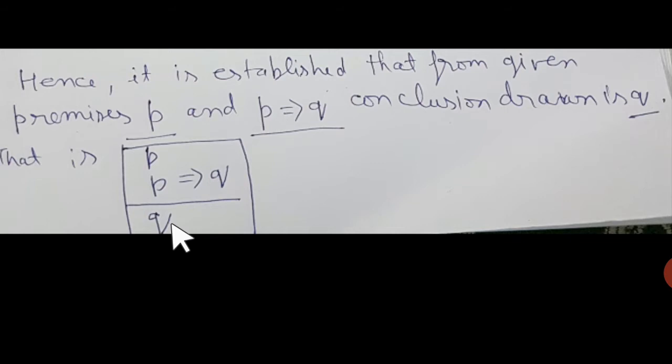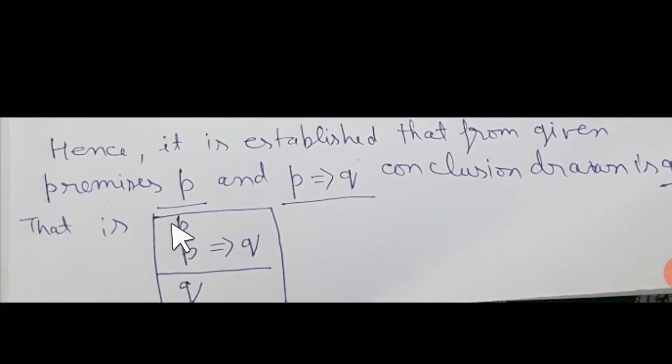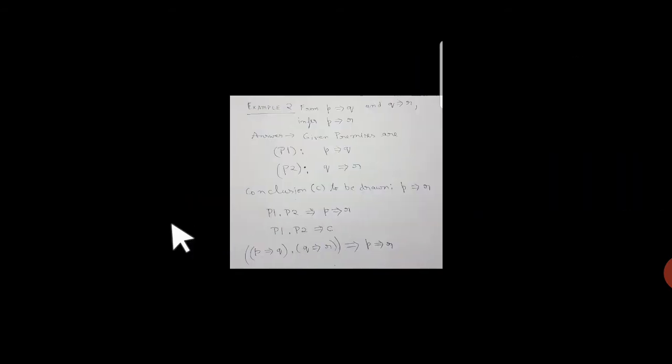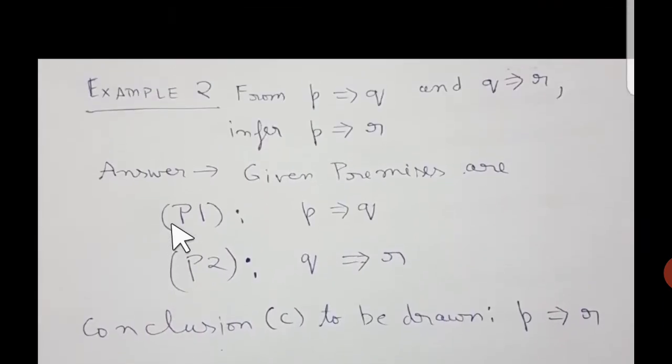Now we go for the second example. Here you can see from P conditional Q and Q conditional R, infer P conditional R. So here we have P1 and P2, and this is C. P1 is P conditional Q, P2 is Q conditional R. The conclusion to be drawn, that is C, is P conditional R.